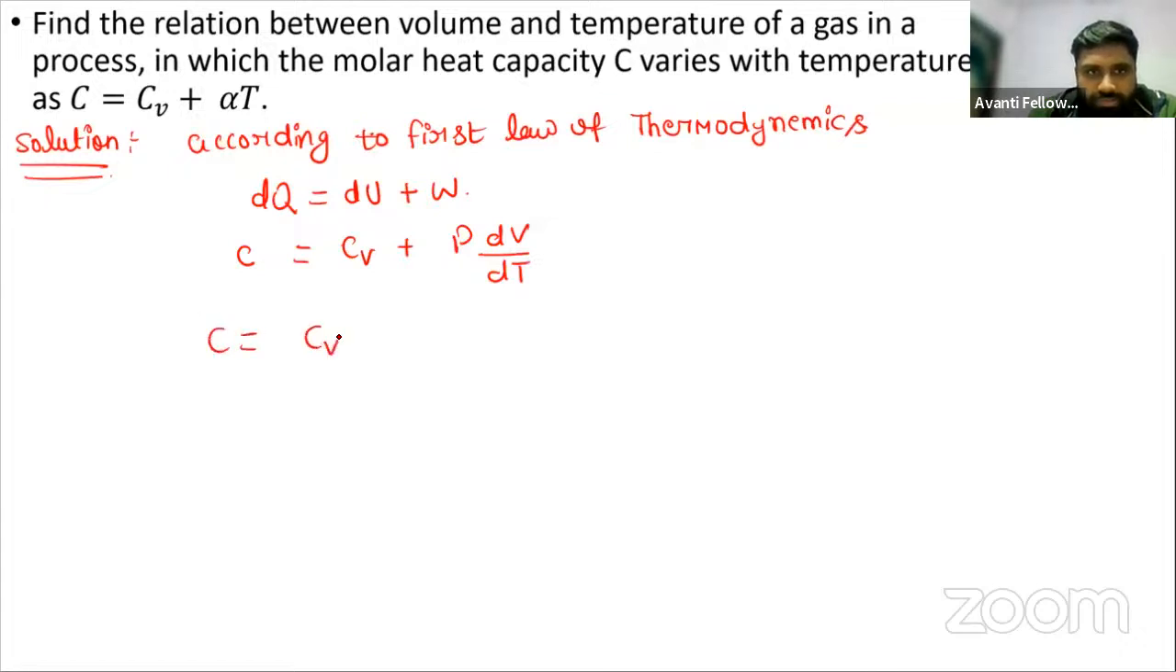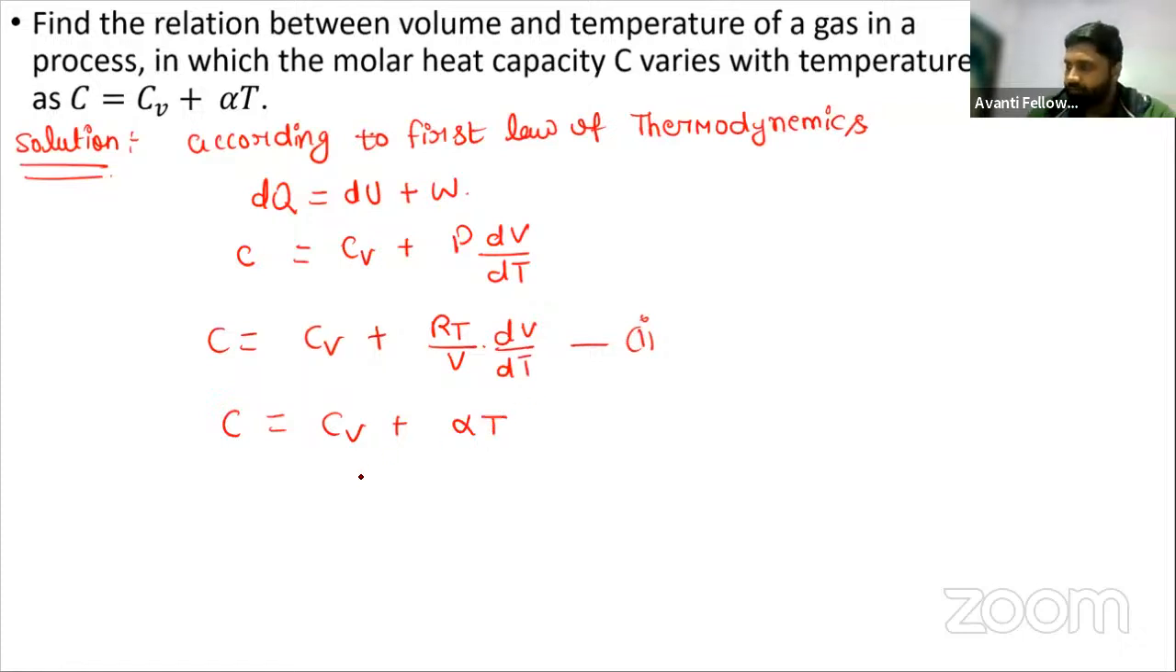Now c is equal to cv, and you need to put the value of p, which is RT upon V, into dv by dt. Got it? Now this is the relation number 1 that you got. Now if you compare it with the given value, which is c is equal to cv plus alpha into T, so what do you have? This is equation number 2.